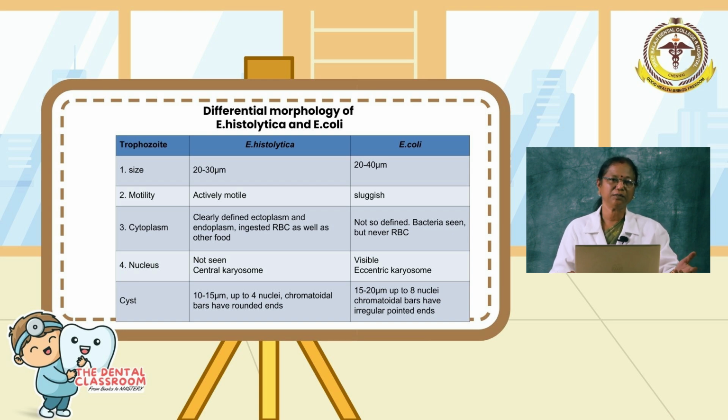And the cysts are the ones which are very, very important, because in case of any chronic amoebiasis, you will observe the cyst present in the stool of these patients, and you have to discriminate whether it is a cyst of coli or histolytica. Very clearly you can differentiate.